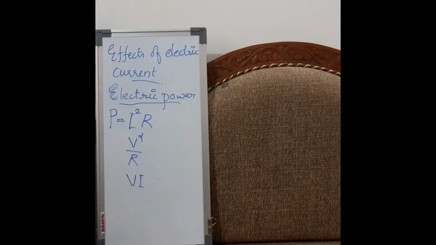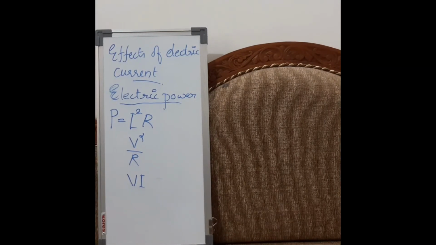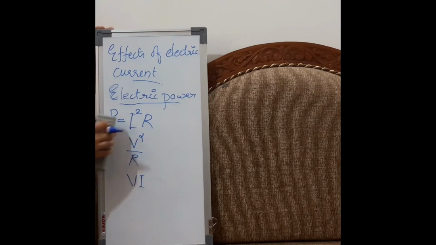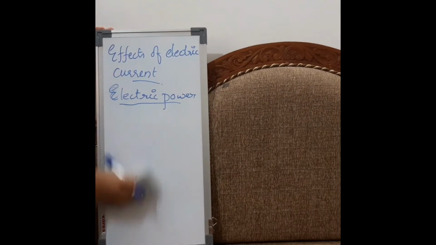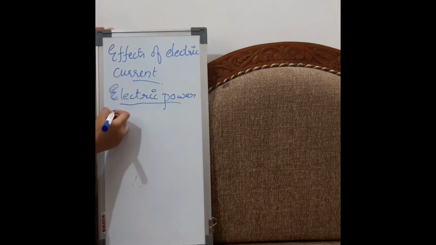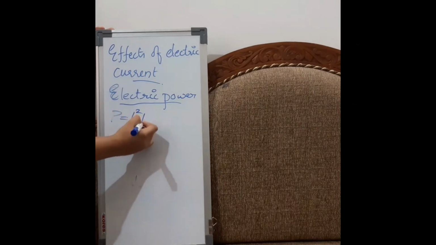A heating appliance has a resistance of 115 ohm. If 2 A current flows through it, what is the power of the appliance? This is an easy question because all the values are given here. R is equal to 115 ohm. I is equal to 2 A. So to find P, we can take the equation I square R.